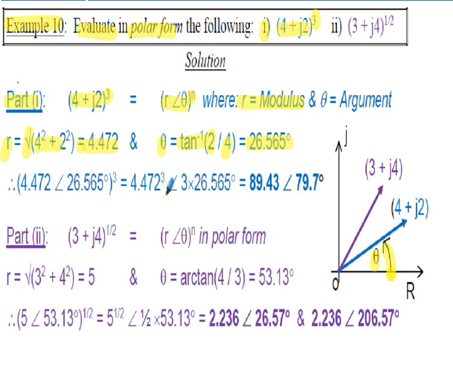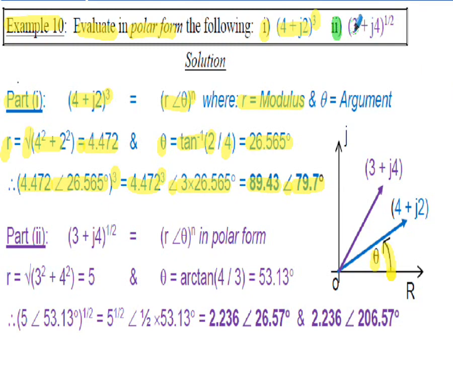So now we can write our complex number of 4 plus j2 in polar form. That will be 4.472 argument 26.565 degrees all to the power of 3. Applying DeMoivre's theorem, that now becomes 4.472 to the power of 3, argument 3 times the 26.565 degrees. Evaluating that gives us 89.43 for the modulus, and the argument is 79.7 degrees.